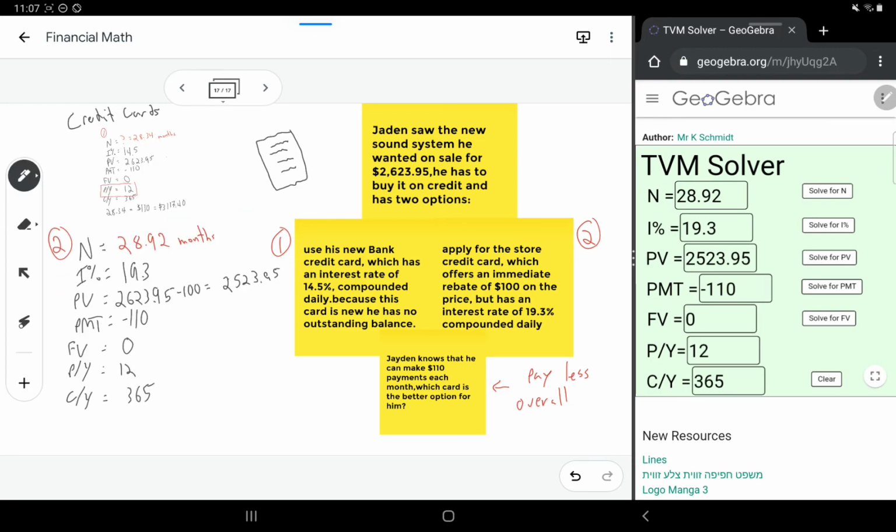So we might start making guesses about which one's the better card at this point, but we can calculate by just taking our N and multiplying it by the payments to find out how much money we actually spend in this example. Okay, so we take 28.92 and we multiply it by 110, and we get $3,181.20.